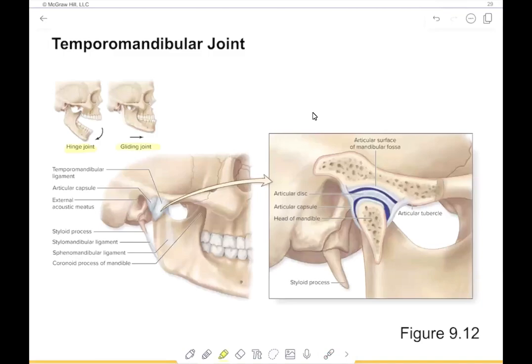So the temporomandibular joint is located just anterior to the external acoustic meatus and anterior to the styloid process. So the part of the mandible that articulates with the mandibular fossa is shown right here, where we actually see the temporomandibular joint.